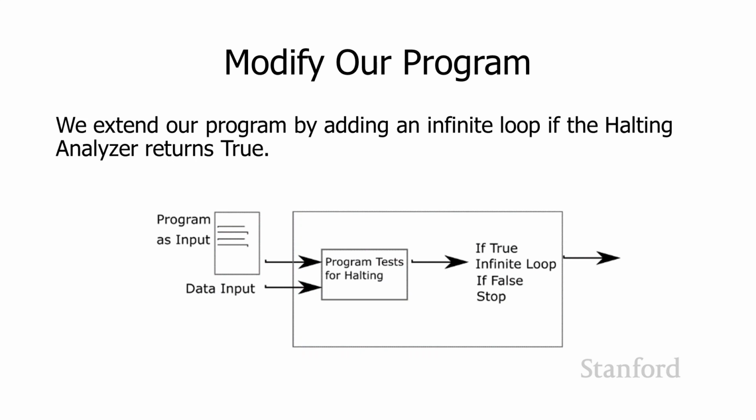That's easy enough. It's just like, while true, do nothing. And that's an infinite loop right there. So if that original program testing for halting returns true, go into an infinite loop. Otherwise, if that program that determines whether or not the input will halt for a given data input returns false, then I'm going to go ahead and stop.